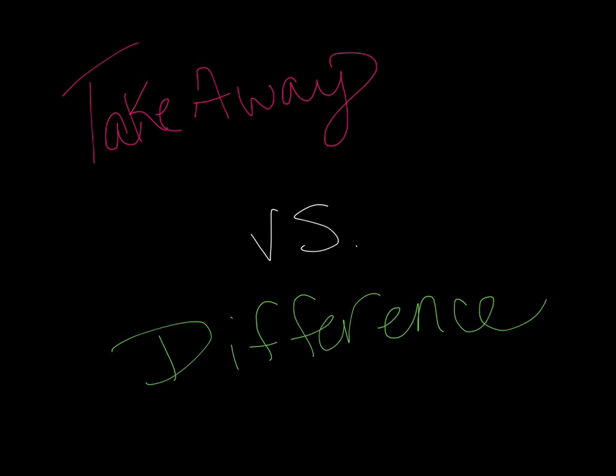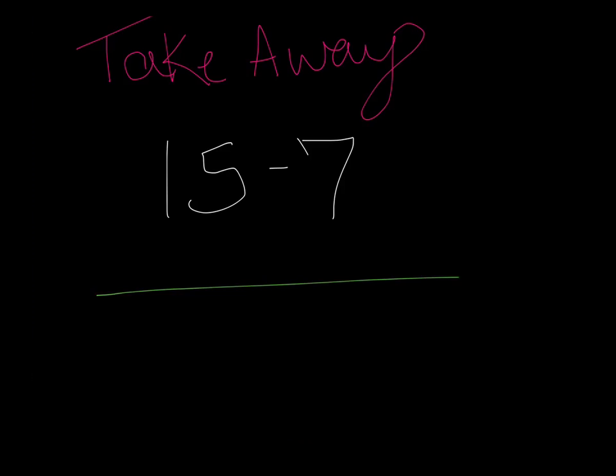So let's take a look at a couple of problems with takeaway and difference, so we can talk about the difference between those two ideas and what those might look like on a number line. So let's say I wanted to view it as takeaway, and we're going to start with a simple problem like 15 minus 7 for our young kiddos. If they're viewing that as takeaway and then they want to put that on a number line, they would start at the 15 and then they need to take away 7.